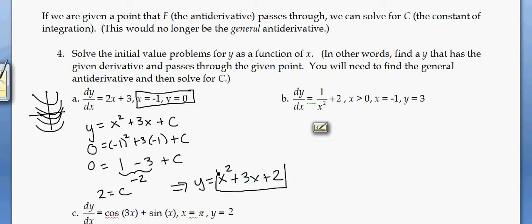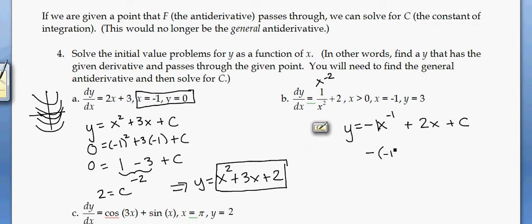Right? C is 2. So this is the solution to the differential equation dy/dx equals 2x plus 3 with these given values. Okay, let's look at another one. Over here we know that the general antiderivative, so remember this is x to the -2. So we add 1 to the exponent and then multiply by the reciprocal out front, plus 2x plus c, and then we put in the given conditions.